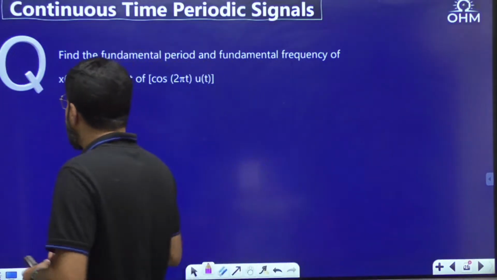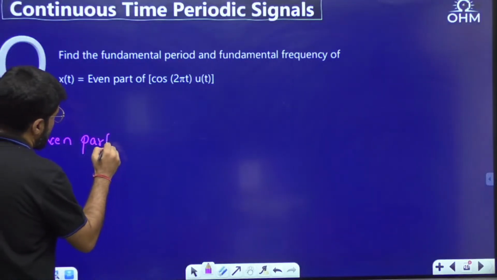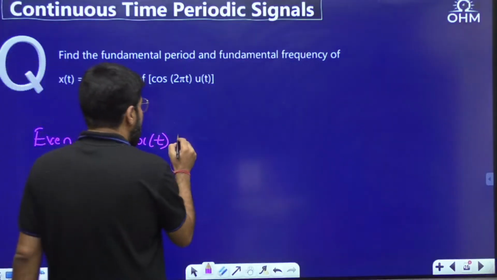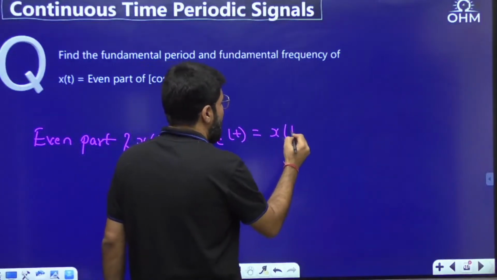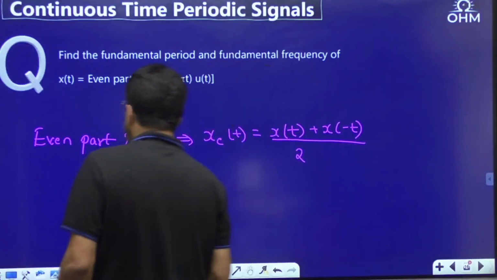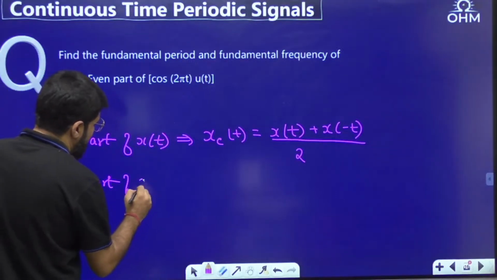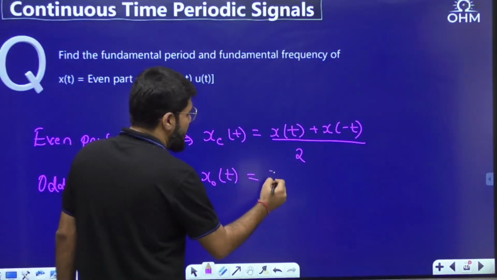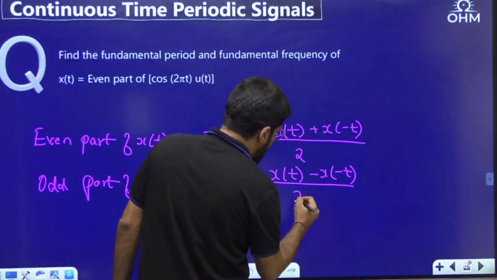First of all, given any signal, what is the even part of a signal? As a quick revision, the even part of any signal, xe(t), is x(t) plus x(minus t) divided by 2. What is the odd part of any signal? The odd part, xo(t), is x(t) minus x(minus t) divided by 2.